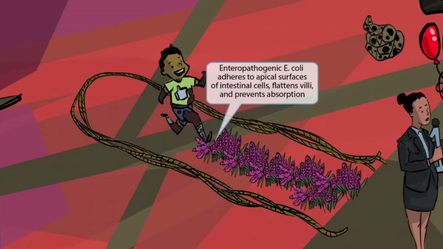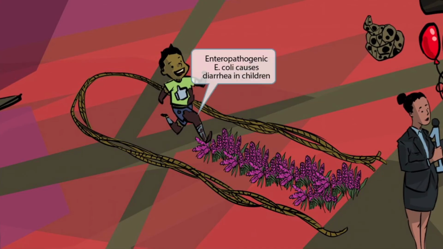If you look closely at the plants, you can see that they resemble intestinal villi. The fact that he's smashing the plants should help you remember that enteropathogenic E. coli adheres to apical surfaces of intestinal cells, flattens villi, and prevents absorption. Also notice that the child's clothes are completely covered in mud.